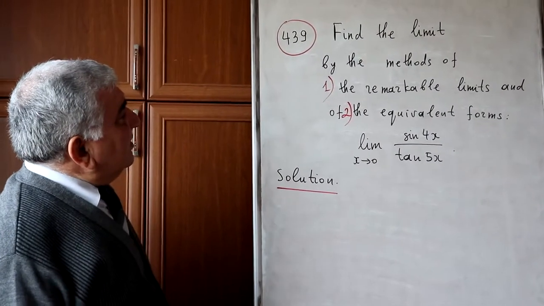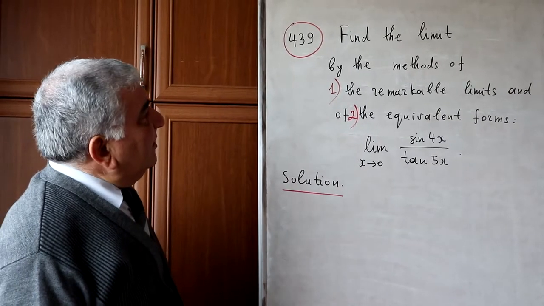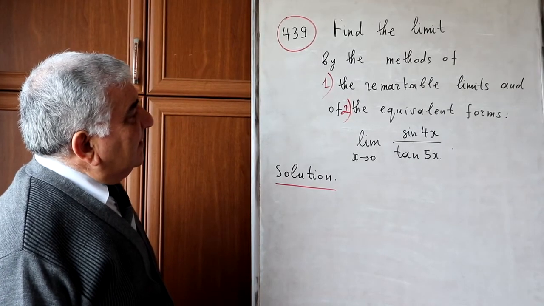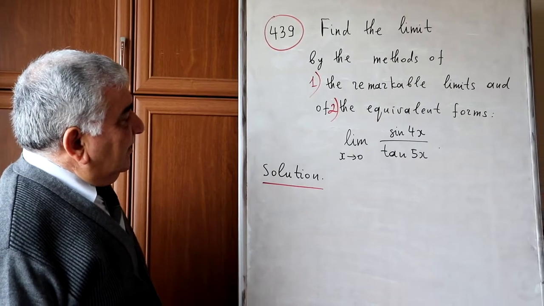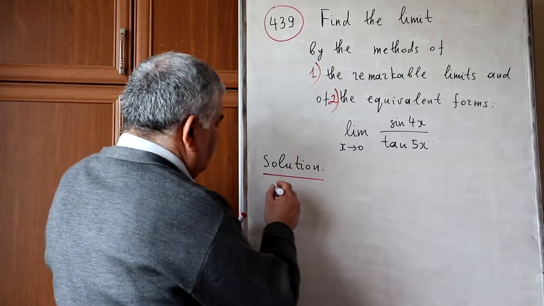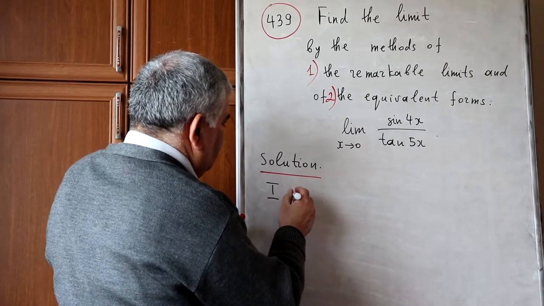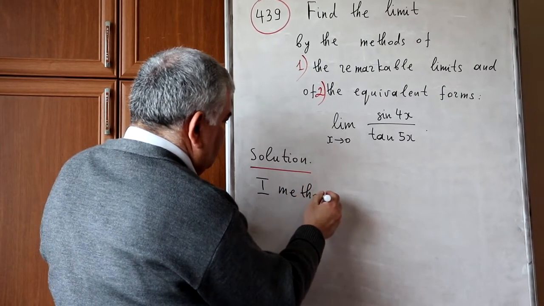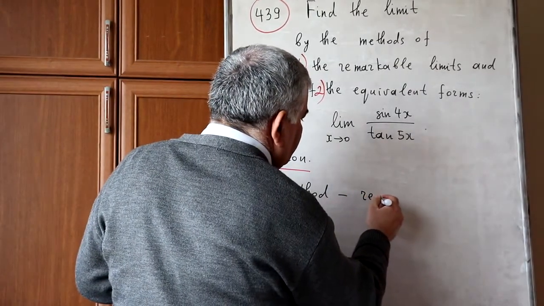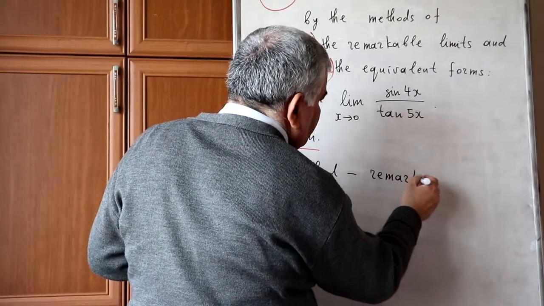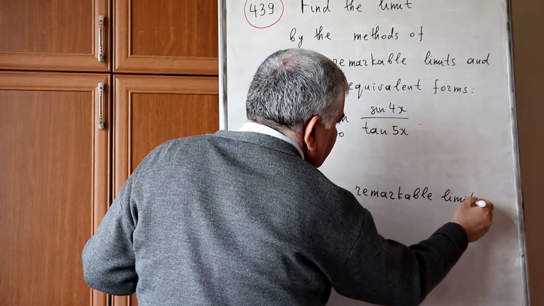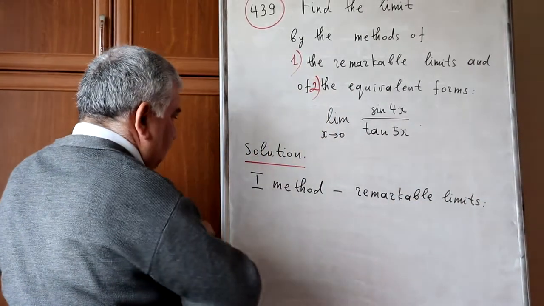Consider the following example, number 439. Find the limit by the method of the remarkable limits and of the equivalent forms. First method. Remarkable limits.